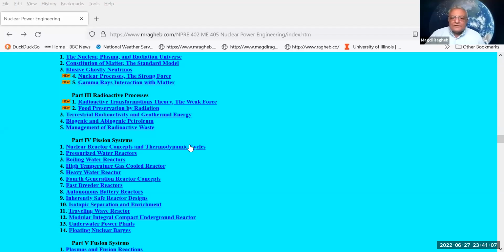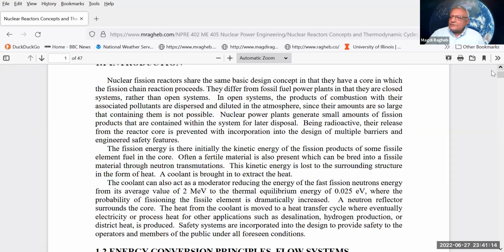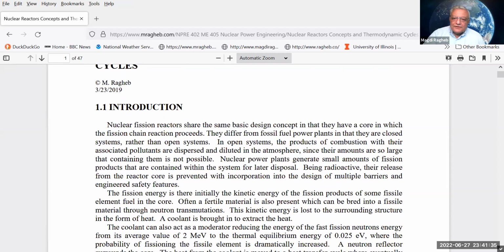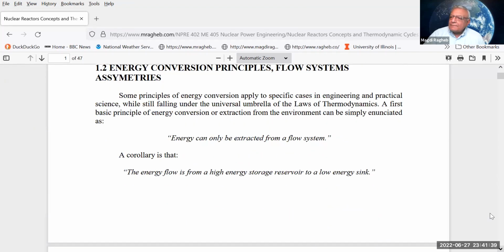So we're starting on the chapter on nuclear reactor concepts and thermodynamic cycles. What we'd like to do here is study how today we are extracting energy from fission reactors, but also look at the designs that are under consideration, like the generation 4 reactors, and some concepts that could be thought about for future different applications. So now in that case, we consider fission systems in general.